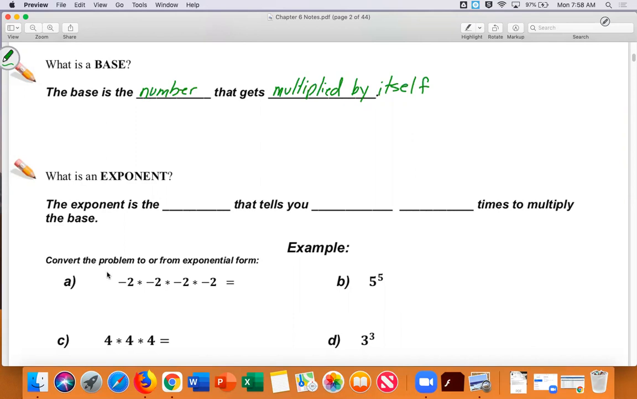All right. So the exponent is the number that tells you how many times to multiply the base. So I'll let you guys write that.